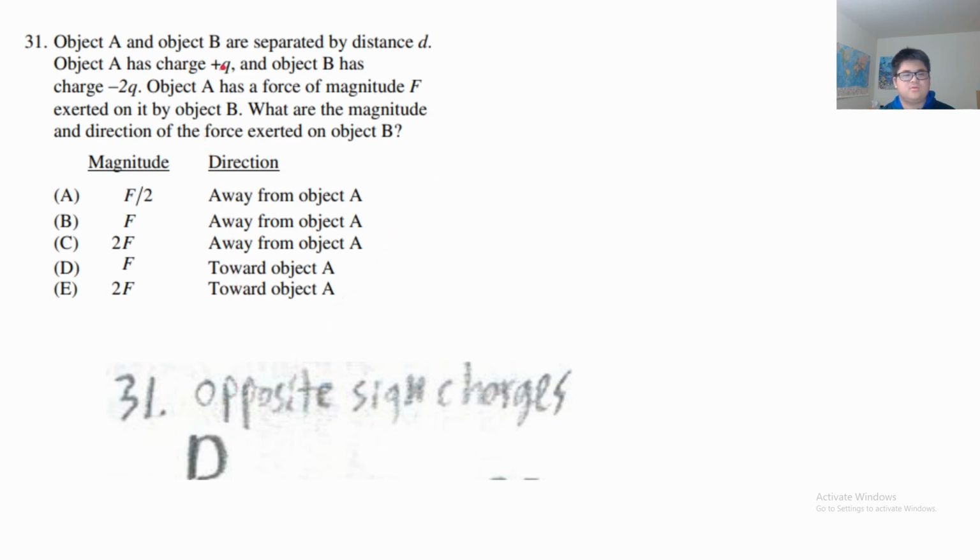Since the two charges are different in sign, since one charge is positive and the other charge is negative, they have opposite signs. So therefore the forces that they exert on each other must point towards each other. And they must be the same. So the answer is D.